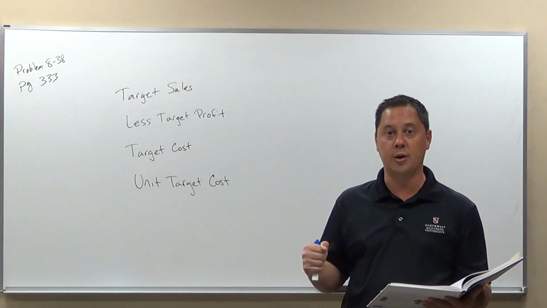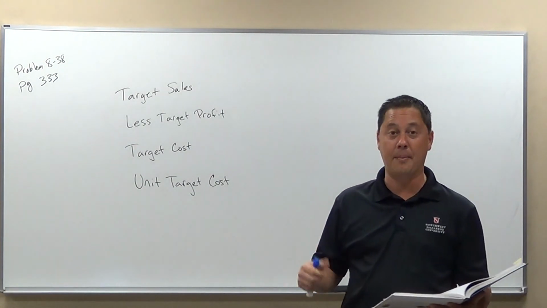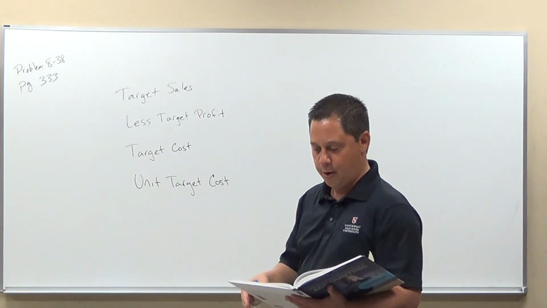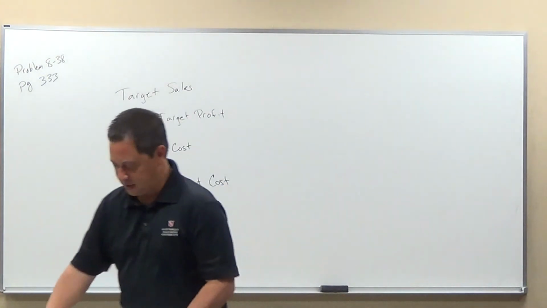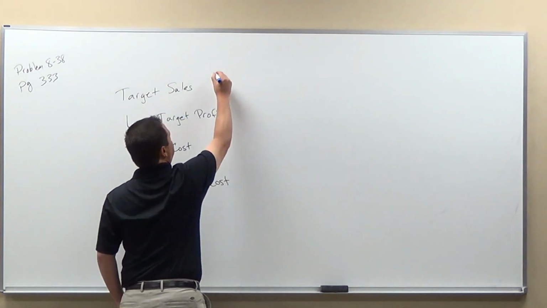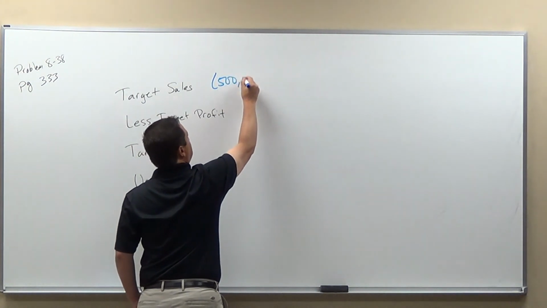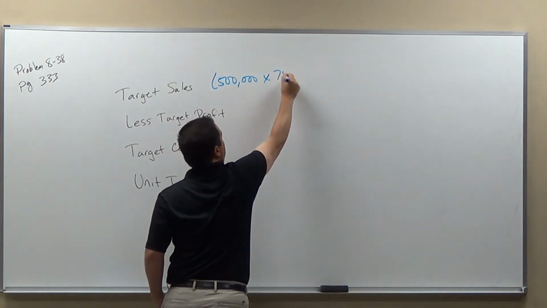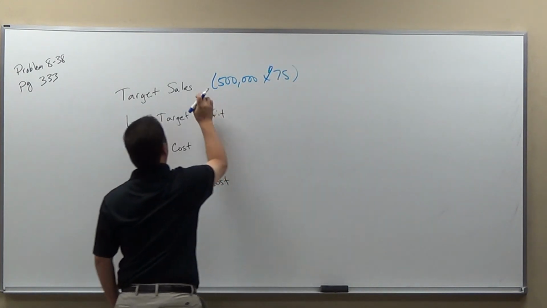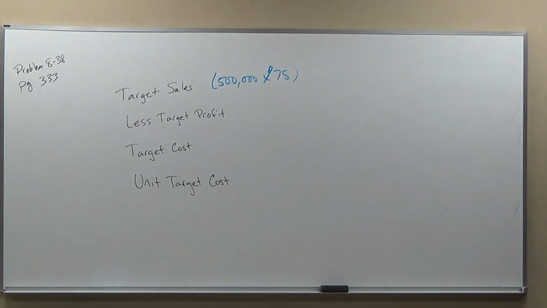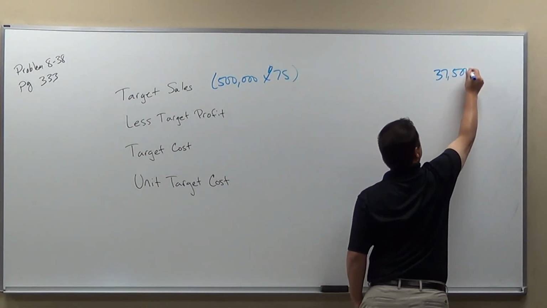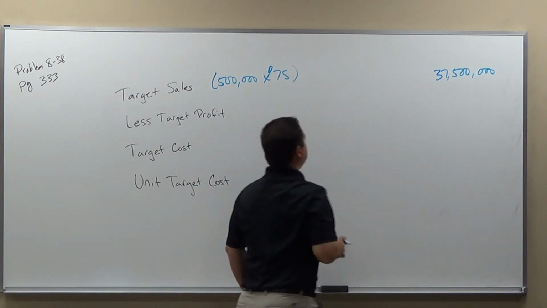So that 500,000 units, to get our target sales, we're going to multiply that by the $75. I'll do that in just a moment. This company has a 15% return on sales target. So that's their goal, a 15% return on sales target. So I told you here we had 500,000 units, times $75. That will give us our total target sales, and that is 37,500,000. All right, so that gives us the first portion of the problem there.